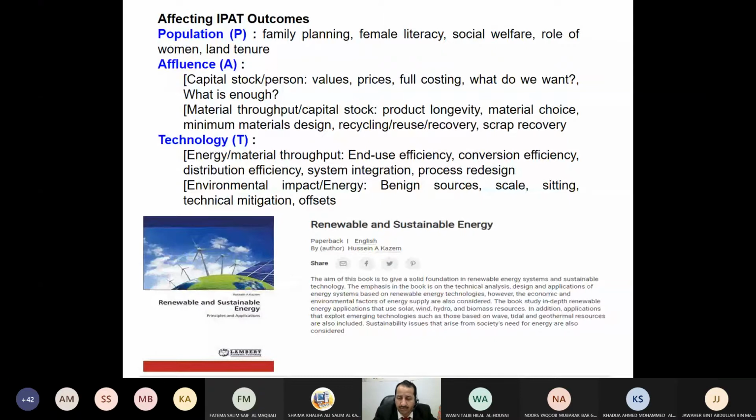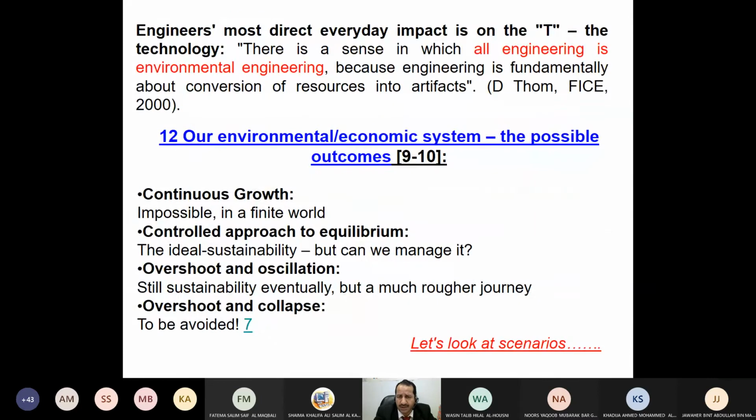Here I show you the cover page of my book, Renewable and Sustainable Energy: Principles and Applications. You will find some information related to it. I advise you to read about it more. Also, there are many websites available on the internet. You can use them to see examples of using the IPAT equation.